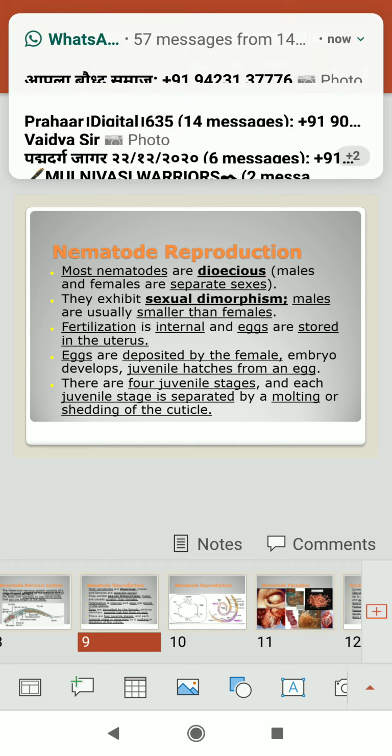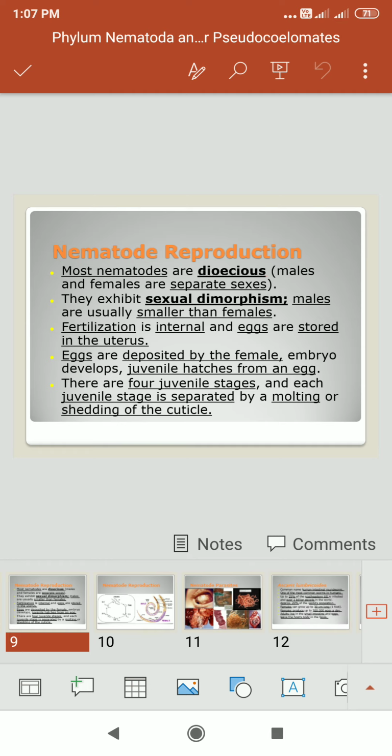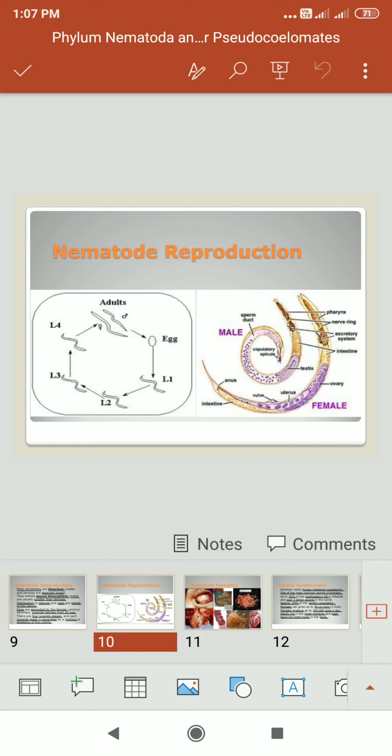The fertilization is internal, and eggs are stored in the uterus of the animals. The eggs are deposited by the female. The embryo develops, and juveniles hatch from the egg. There are 4 juvenile stages in the roundworm, and each juvenile stage is separated by a molting, or shedding, of the cuticle. So you can see this reproduction.